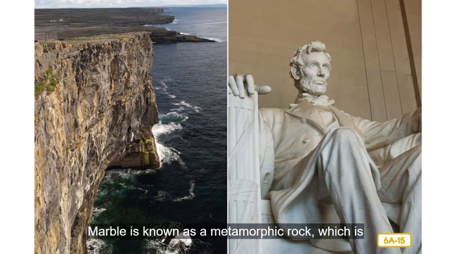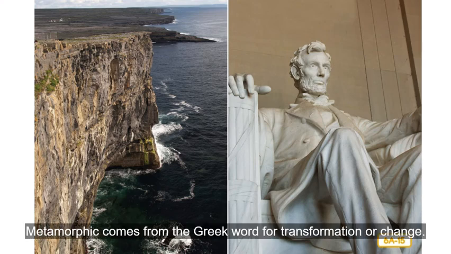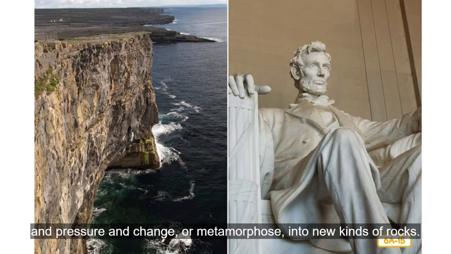Marble is known as a metamorphic rock, which is the third and least common type of rock. Metamorphic comes from the Greek word for transformation or change. Metamorphic rocks are formed when other types of rocks undergo intense heat and pressure and change or metamorphose into new kinds of rocks.